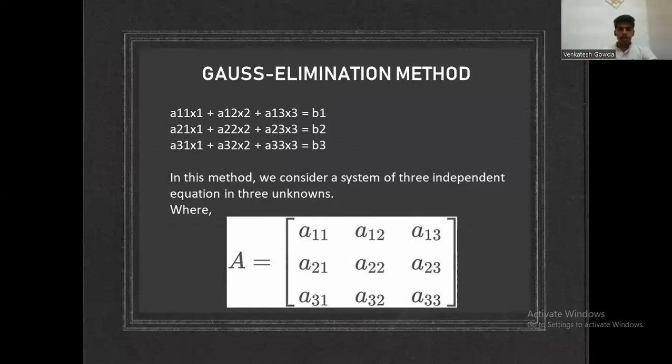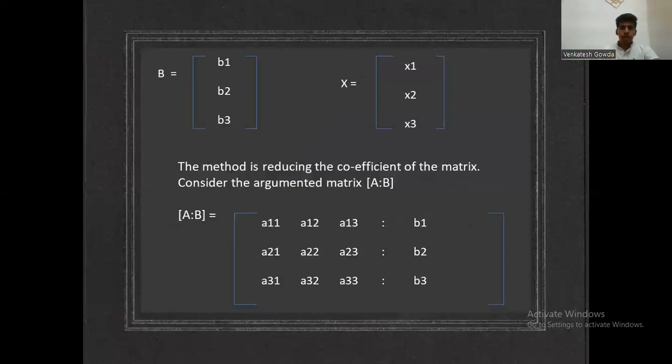So in this method, we consider a system of three independent equations in three unknowns, where A is the matrix with entries a11, a12, a13, a21, a22, a23, a31, a32, a33. The entries of B are b1, b2, b3, and the variables declared in this system of equations are x1, x2, x3. So using this method, we shall find the values of these three variables, x1, x2, x3. The method aims at reducing the coefficient matrix.